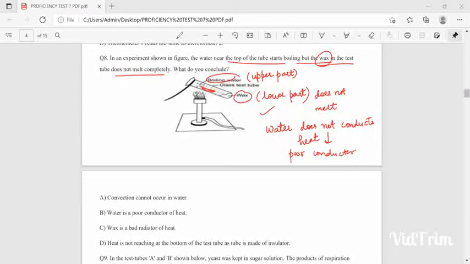So this is the reason that wax present in the lower part of the test tube is not melting, because the heat has not reached from the boiling water to the wax. And if we look at the four options, then option B is correct. It is written that water is a poor conductor of heat. So this is the reason that the wax is not melting in this case.